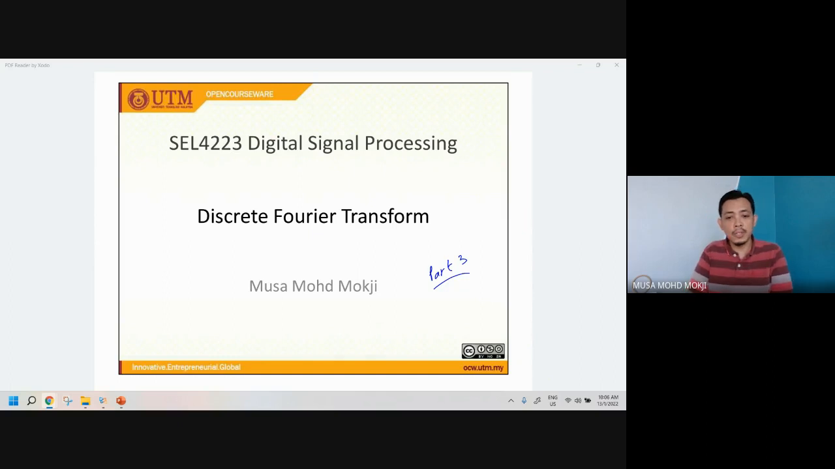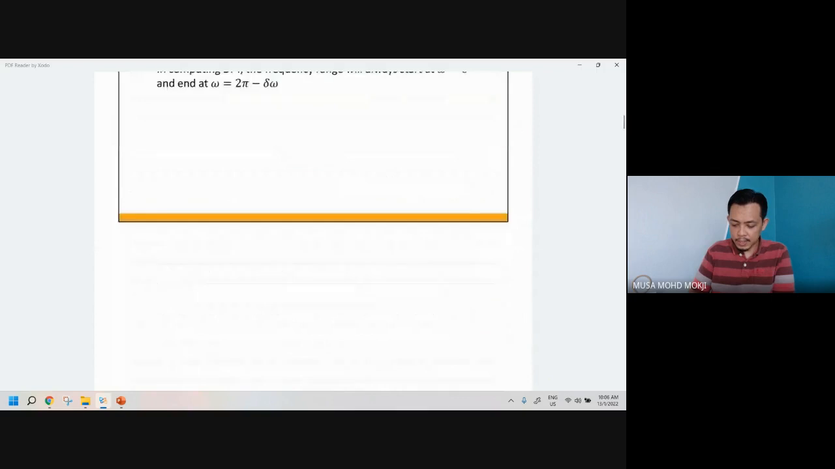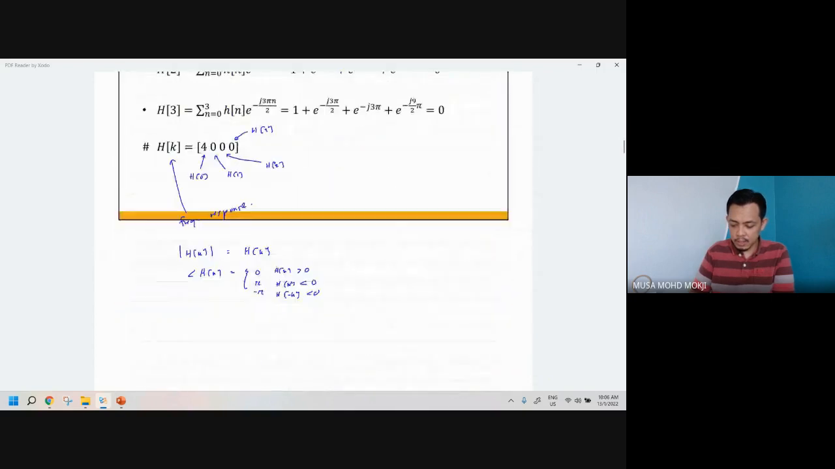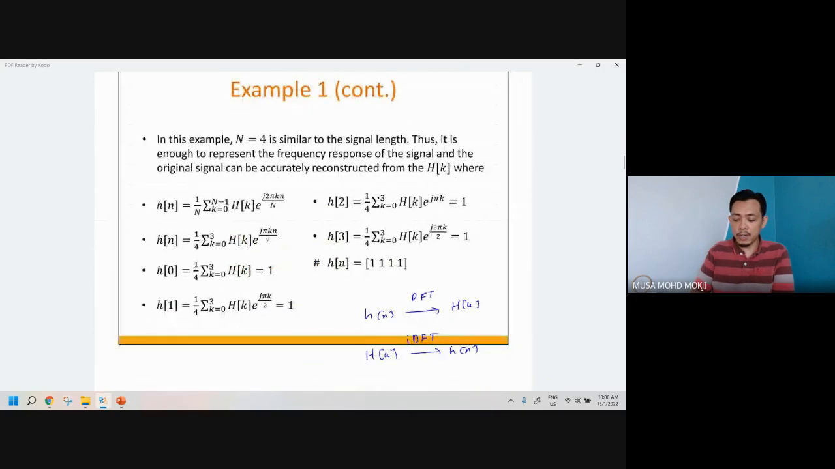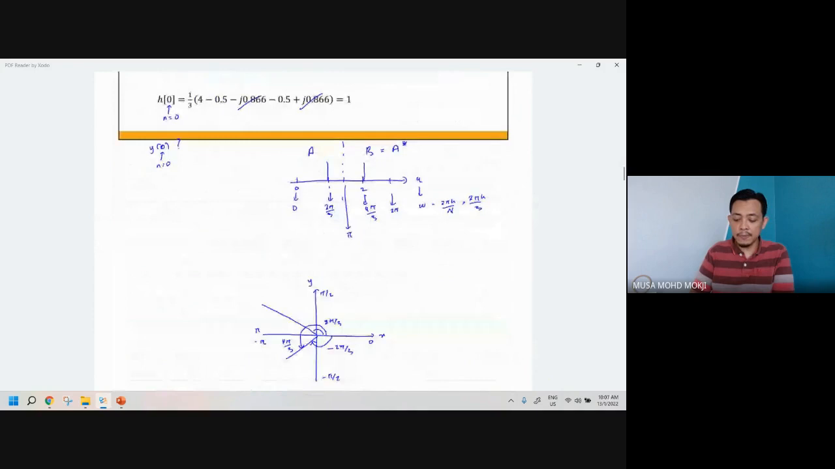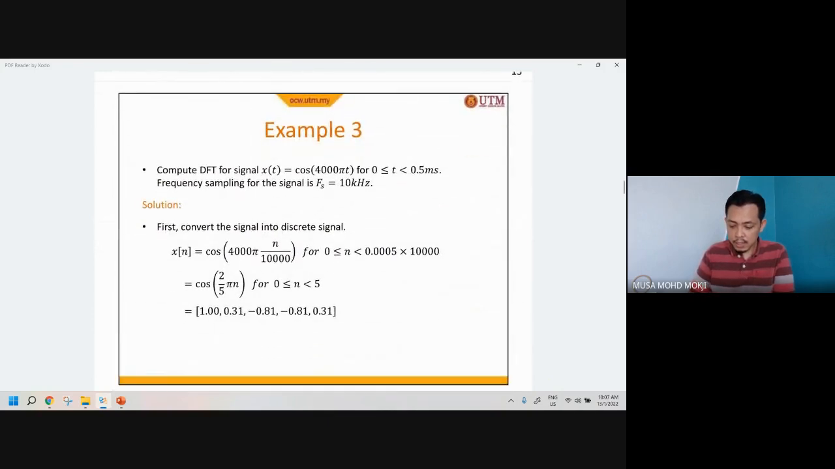So today we're going to continue our chapter on the discrete Fourier transform, which is a very important topic because this topic and the last two topics will have a lot of questions in the final exam later. So today we're going to look at another example. We have seen two examples last Tuesday: one example on doing a forward DFT, and one example on inverse DFT. And today we're going to look at another example.